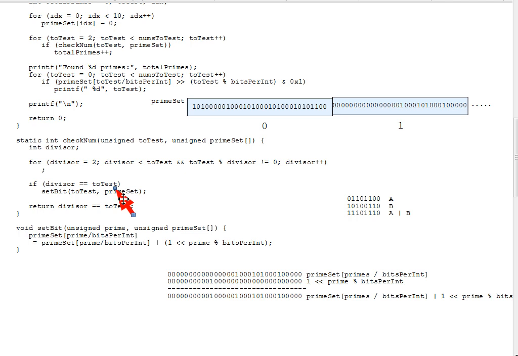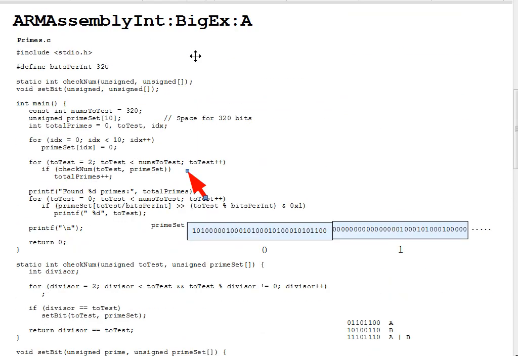Now let's move on to the main function, way up here. Main function declares relevant variables, sets all the values of prime set to 0, so all bits are initially 0, and then runs through the values 2 to 319 and passes each one to checknum to see if it is prime and to set the proper bit in prime set if the number is prime. Variable total primes counts the number of primes. Every time checknum returns true, it's incremented.